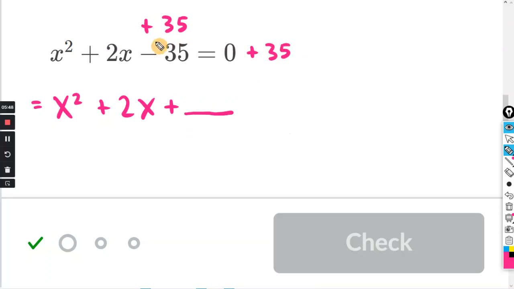Here 35 minus 35 cancels, and this is going to equal 0 plus 35, which is 35. And you want to leave another blank space. Just like last time, you leave a blank space after the x and a blank space after the constant. The only difference is the constant is on the right-hand side of the equal sign this time.